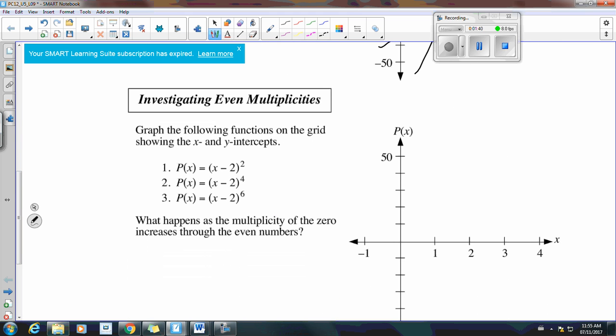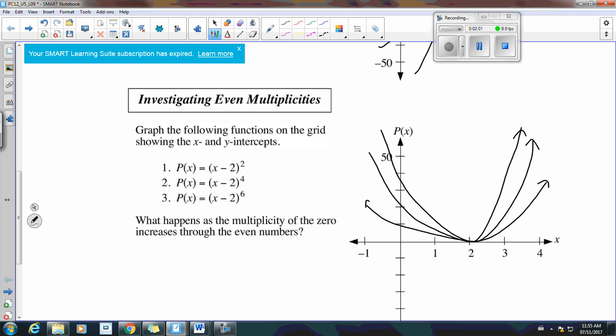We would find that x minus 2 squared looks like this. The next one, x minus 2 to the 4, is a little bit steeper. And then the next one is steeper still. Looks like that. So here all the graphs are tangent at the point (2, 0).